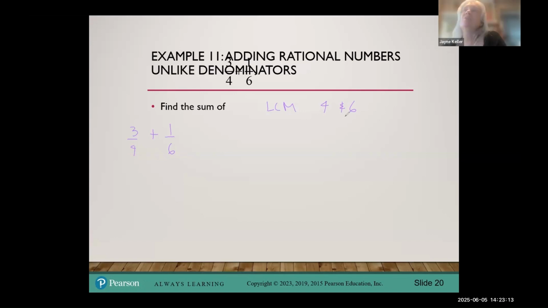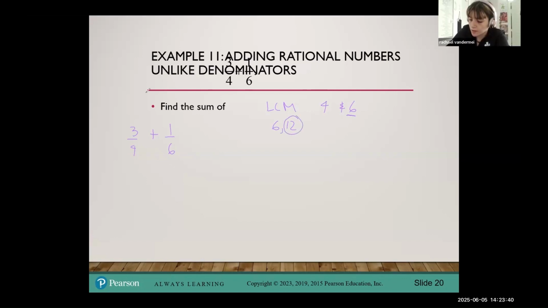What I like to do is start with the bigger number, which is 6. And then I ask myself, does the smaller number go into 6? No. So then I go to the next multiple of 6, which would be 2 times 6, which is 12. Does 4 go into 12? Yes. Done.